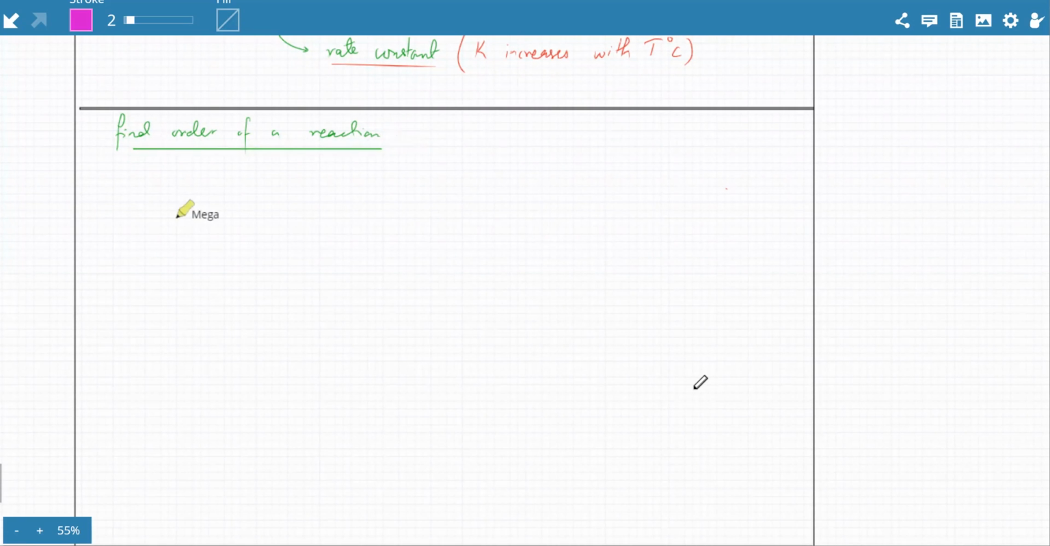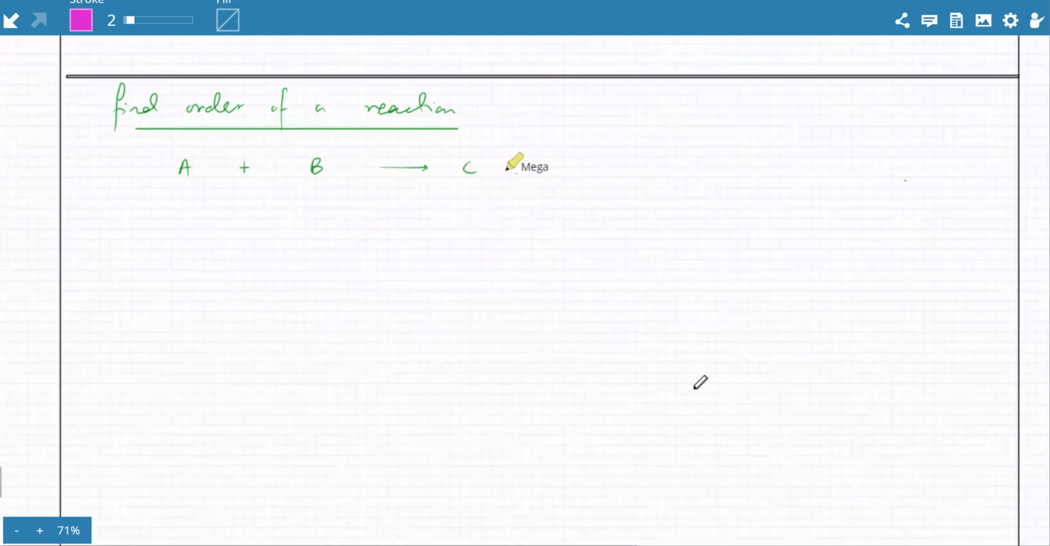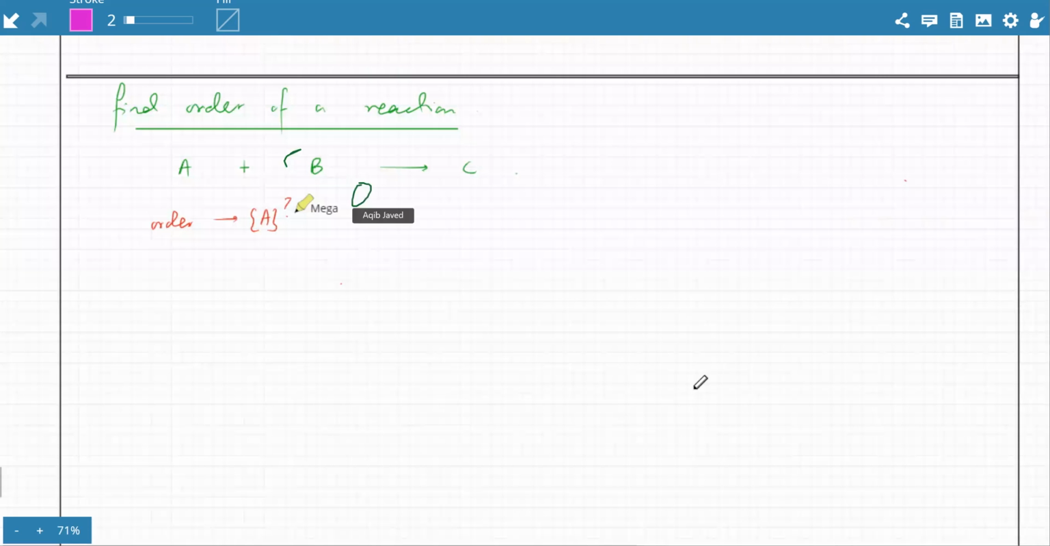So let's say I have a reaction. I have A and B reacting and they're producing C. Okay? This is what's happening. And somebody is asking me what is the order with respect to A. Okay, what's the power? What's the order with respect to A?